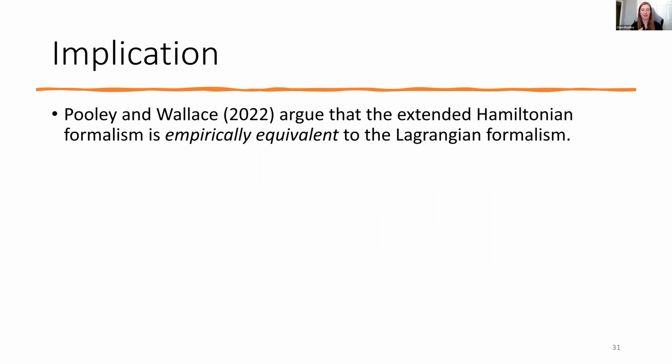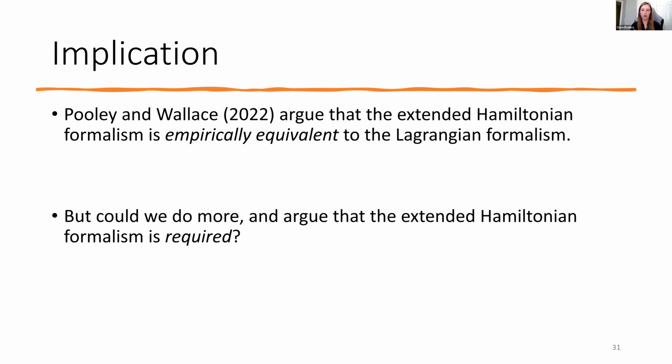same phenomena. And although I think this is a step towards responding to this alternative view, I think it still leaves open for these advocates of this alternative view to respond that the extended Hamiltonian formalism, even if it's empirically equivalent to the Lagrangian one, is still not the right way of thinking about Hamiltonian theories with constraints.